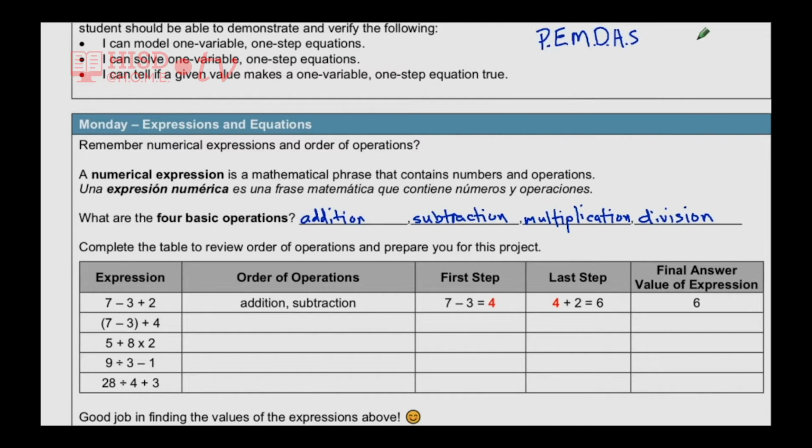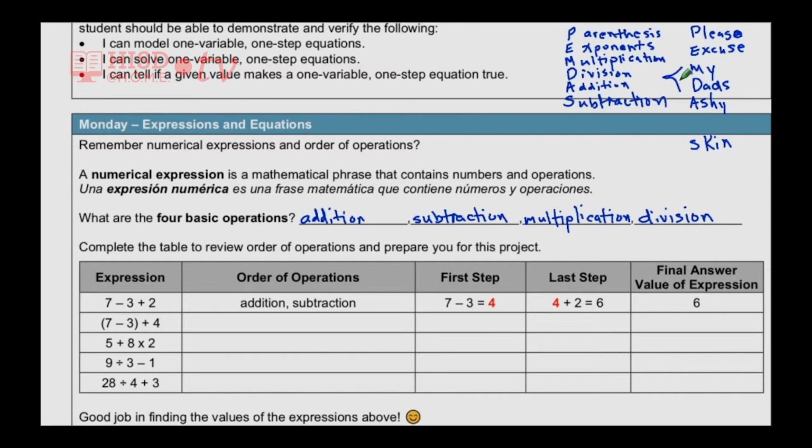If you're having trouble recalling PEMDAS, I'll give you a phrase for it. PEMDAS would be Please Excuse My Dear Aunt Sally, an age-old strategy that most math teachers use. However, I use Please Excuse My Dad's Ashy Skin. I've learned over the years that that sticks a little more because I guess it's a little funnier. And Dad, if you're watching this, I don't really think you have ashy skin. I'm just doing this for my students.